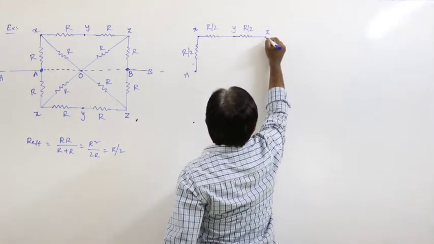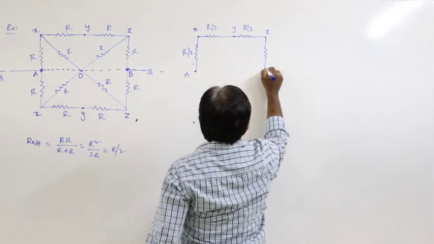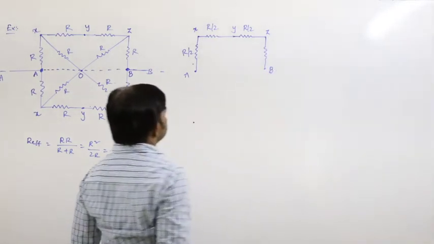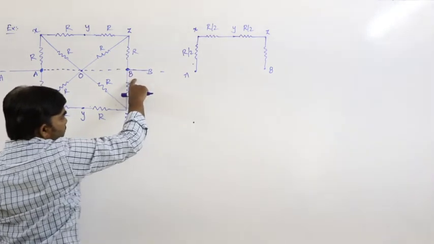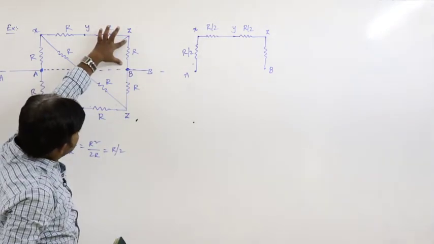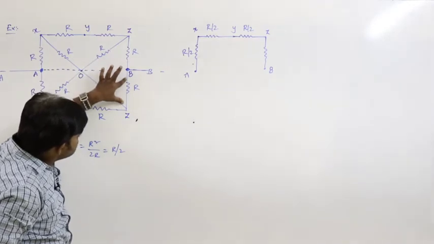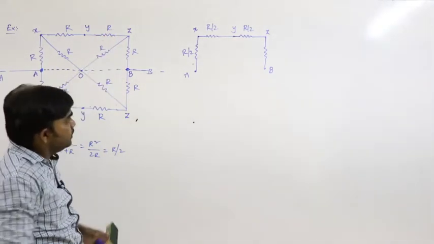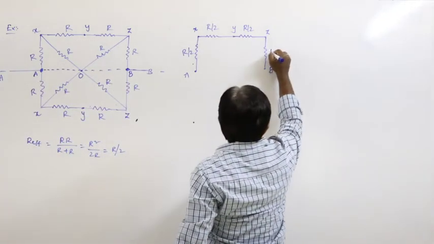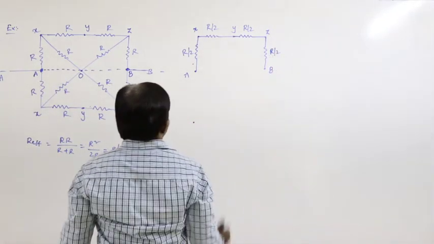So this is Z point. Come to the point B. So between Z and B it is R, between Z and B it is R. BZ, the resistance is R. Here also between B and Z the resistance is R. So that's why these two are also in parallel. So that is, it is R by 2. Next.